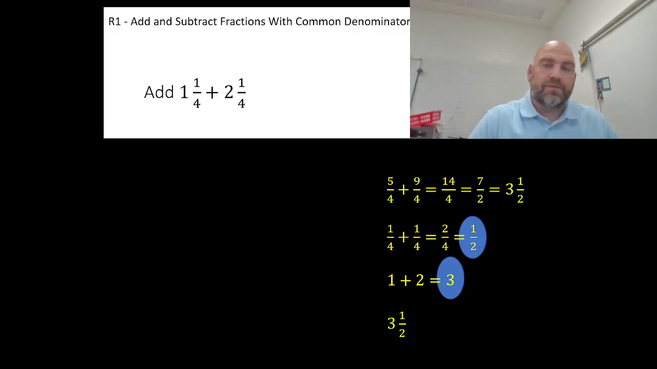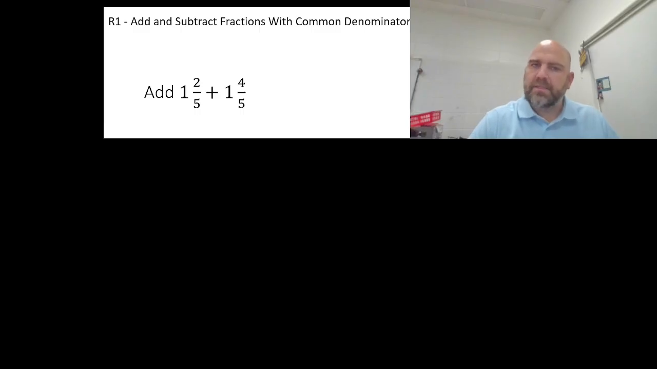So add together the whole numbers, add together the fractions, put that value all back together, and that's going to give us our new mixed number, or our sum in this case. Let's look at another example here that has a little bit of extra that goes as a part of it. So we have 1 2/5 plus 1 4/5.